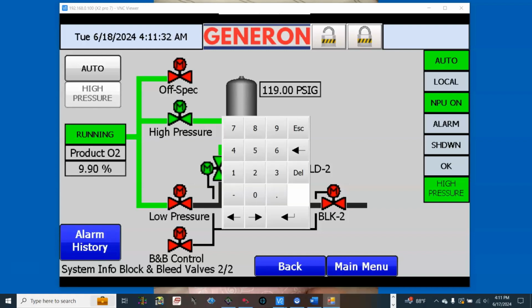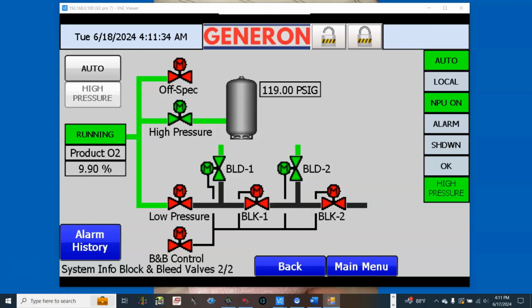119, 121. Nitrogen generator is off now. Standby is on.